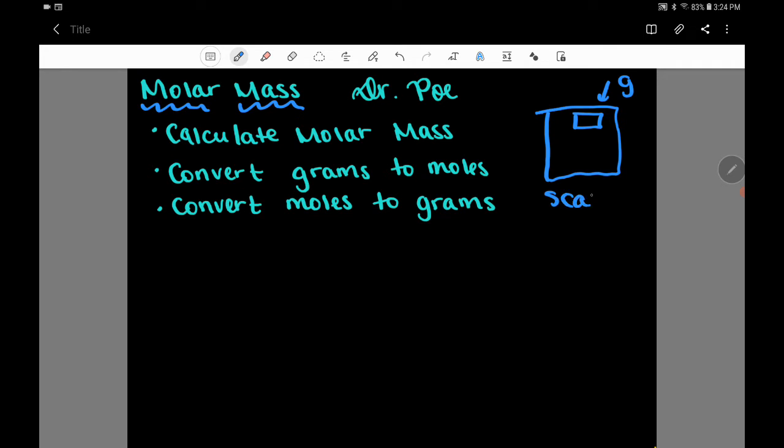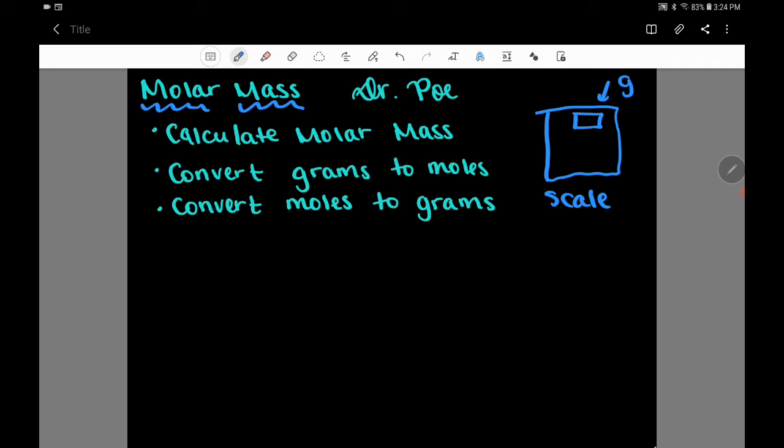So a scale is really great because we can measure something in grams, but how many moles is that? Well, that's important for determining ratios for chemical reactions. But we don't have a tool in lab that's going to tell us the number of moles. So that's where molar mass comes in.